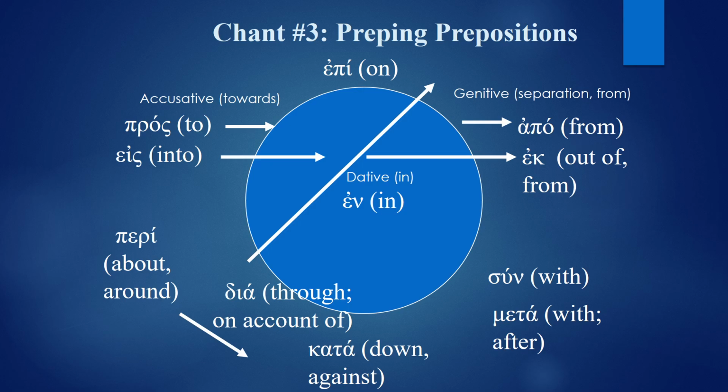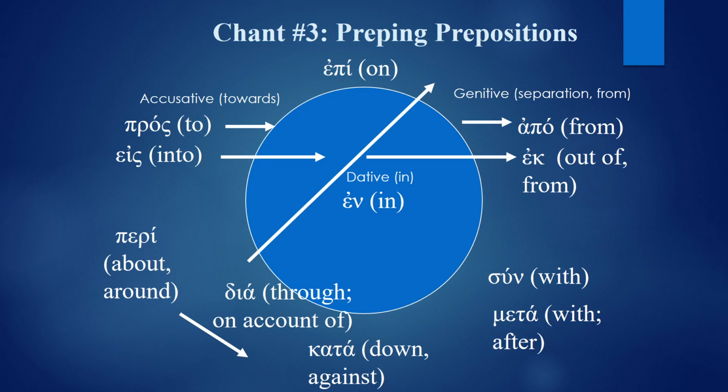Chant number 3, 11 prepositional moves. The first preposition, you pat yourself on the head. Epi means on. Then you draw a circle with your index finger around your face. That's peri. It means around.